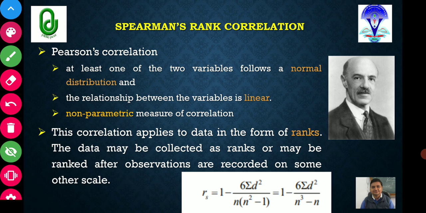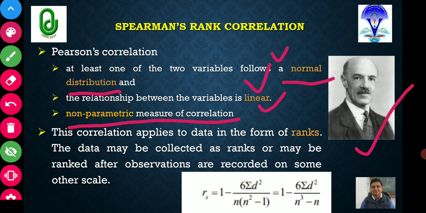Now, another method of determination of correlation coefficient is the Spearman's rank correlation. It is given by Spearman. This is the photograph of Spearman. For the Pearson correlation, at least one of the two variables should follow a normal distribution, and the relationship between the two variables should be linear. These are the two prerequisites for finding the Pearson correlation coefficient. Whereas Spearman rank correlation is a non-parametric measure of correlation.